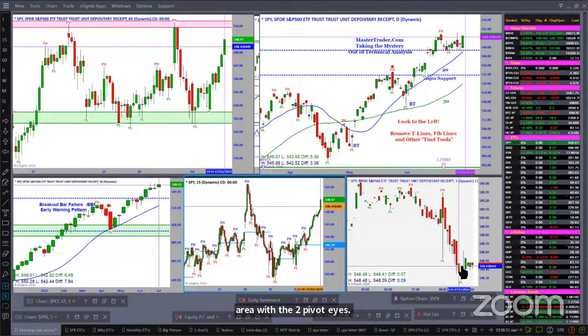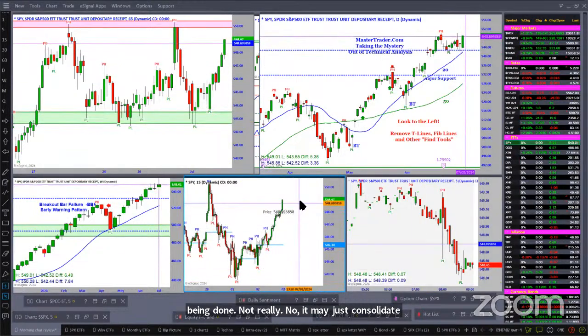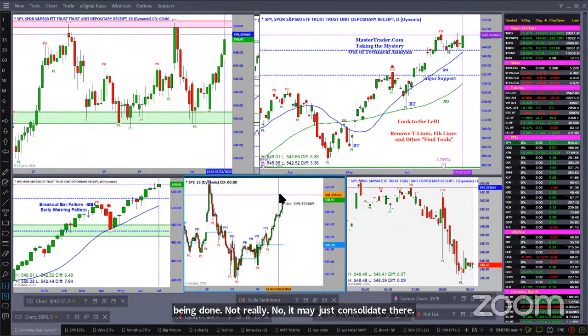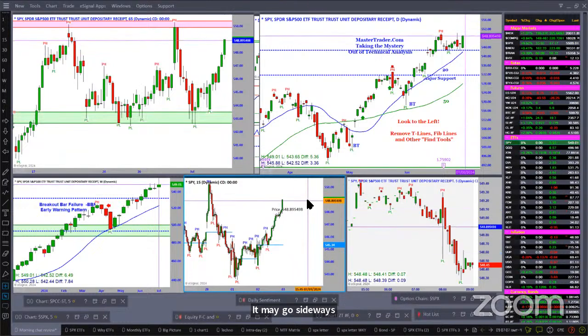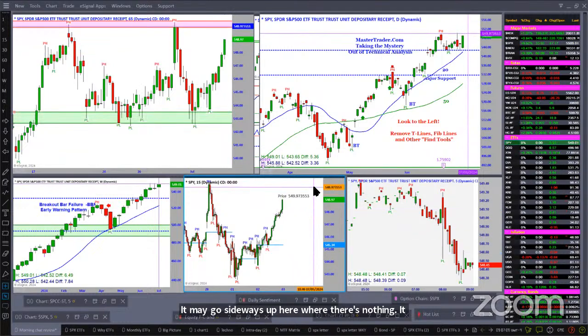Pre-market, is any damage being done? Not really. No, it may just consolidate there. It may go sideways up here where there's nothing. Right? It could get up to the top of the range where there's going to be sellers.